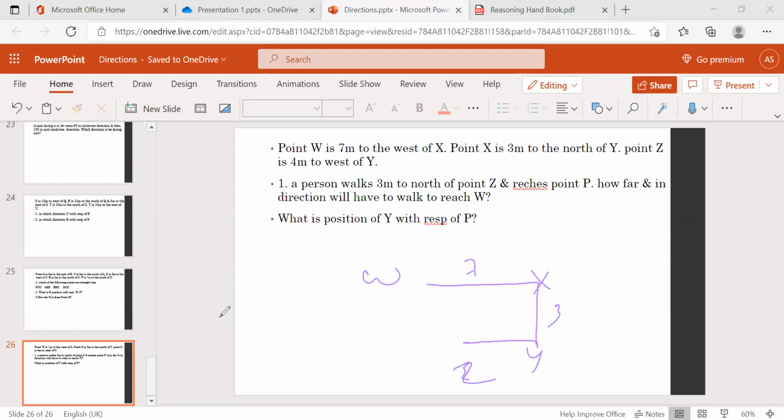Now a person walks 3 meters to the north of point Z and reaches point P. How far and in which direction will he have to walk to reach W? What's the distance here? This is 4 and this is 3. So 3 meters to the west, to reach here, like this.